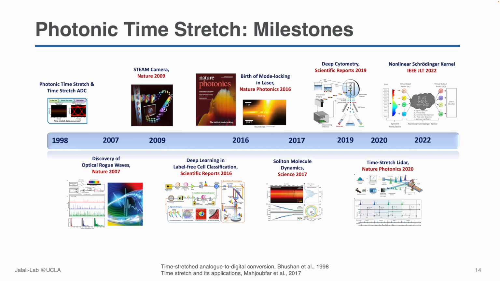For example, it has enabled the discovery of rare events such as optical rogue waves and the birth of laser mode locking. Moreover, it has been applied in imaging to overcome the throughput limitation of conventional optical approaches by performing real-time image recording at megahertz frame rate, which leads to ultra-high-speed microscopy, quantitative phase imaging, and flow cytometry.